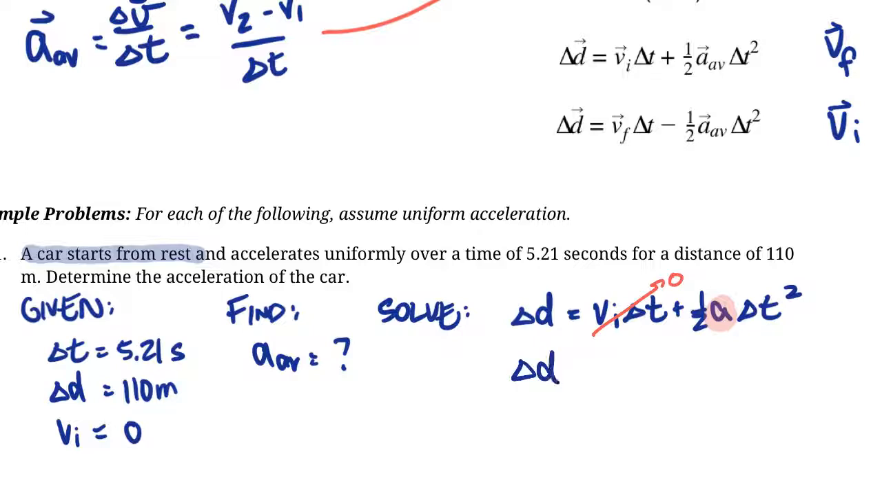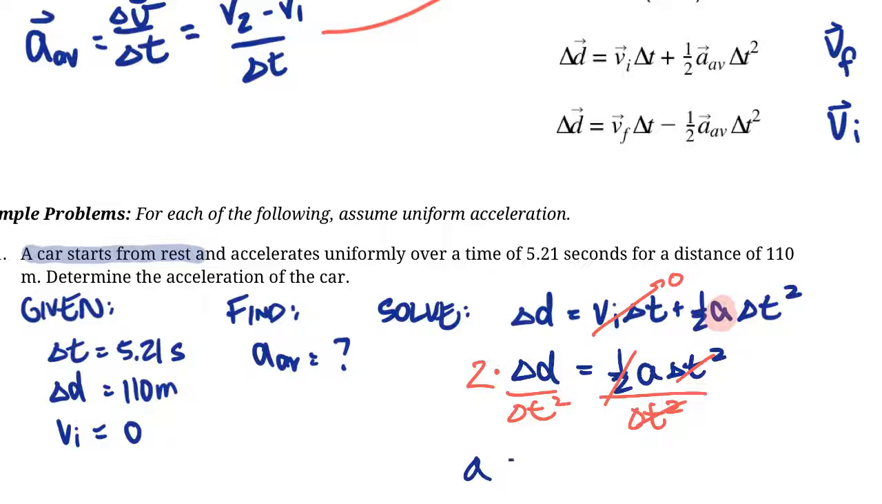I'll rewrite it out here for ease of calculation: delta d equals 1/2 a delta t squared. Again, we're trying to solve for a. So what can we do? Well, we can divide both sides by delta t squared, and that's going to cancel out with that. Then in order to get rid of the 1/2, we can divide by 1/2. Dividing by 1/2 is the same thing as multiplying by 2, so that's going to get rid of that. So essentially we can say a, our average acceleration, is equal to 2 delta d over delta t squared.